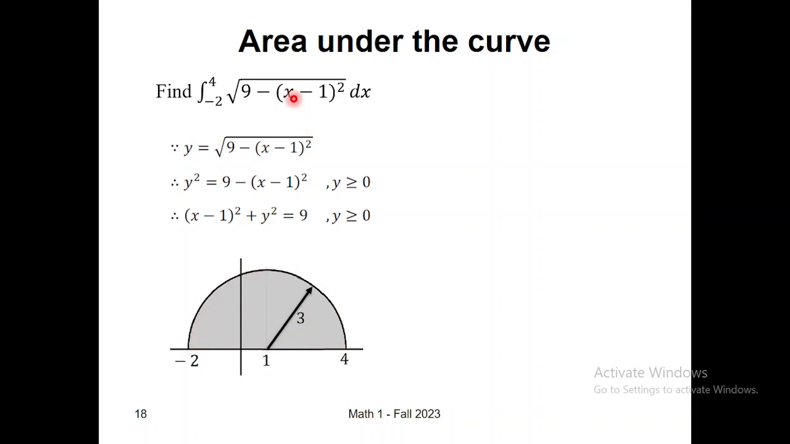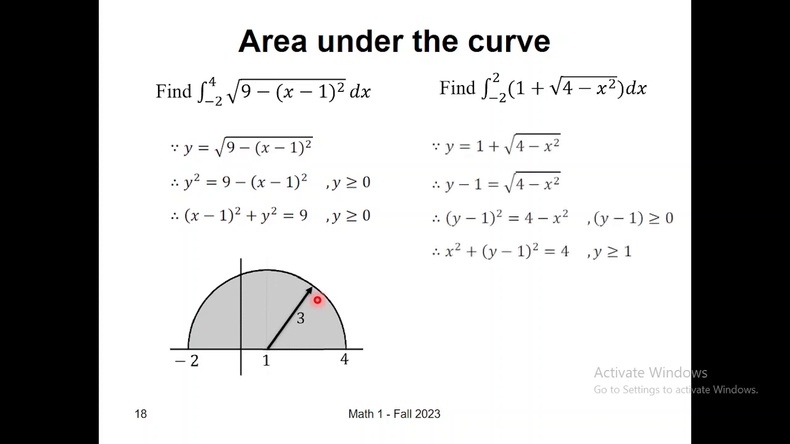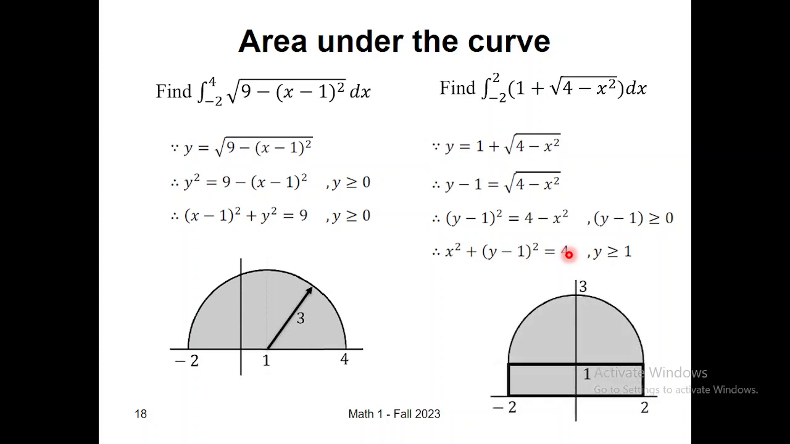Now if you want to integrate from negative 2 up to 4, actually it is the area of this semicircle, and you can find it very simply. A similar problem if you consider the integration of this function. Again, this function, if you simplify this expression, you get finally this relation, and again this relation represents a shifted circle. The center is at 0 and 1, and radius equal 2. So now this is the graph of this semicircle.